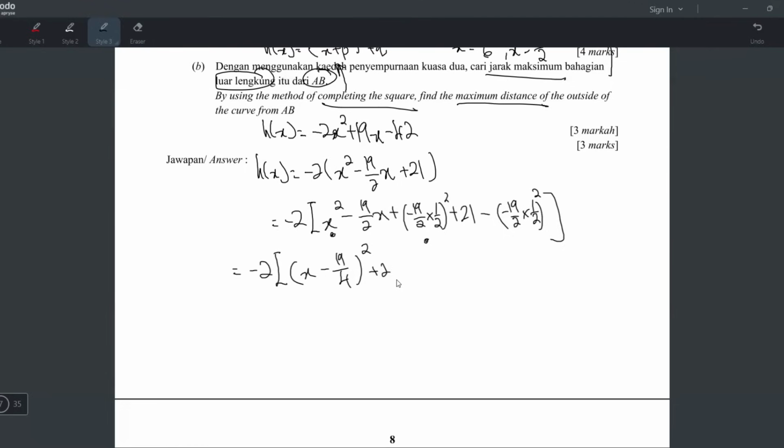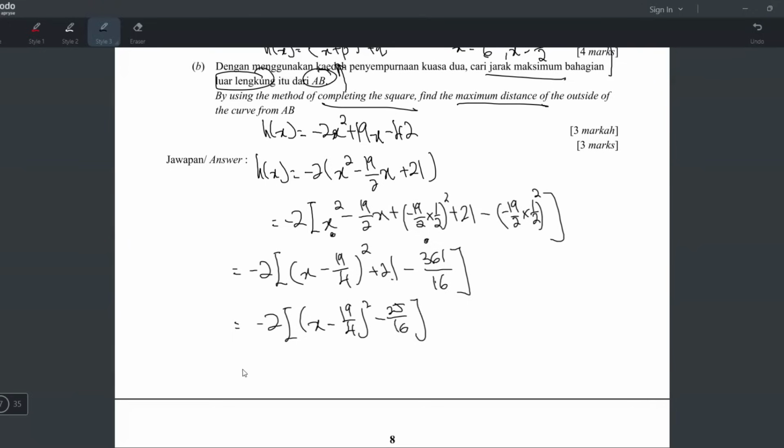And then plus 21 minus, okay, this one you already know is negative 19 over 4, but this time you have to square. So when you take negative 19 over 4 squared, you will get 361 over 16. And of course, you have to close the big bracket also. And then now what you have to do is subtract first, and only then I multiply the negative 2 in. That means the big bracket still has to be written, because now I do this subtraction first. So you press the calculator, you get negative 25 over 16.